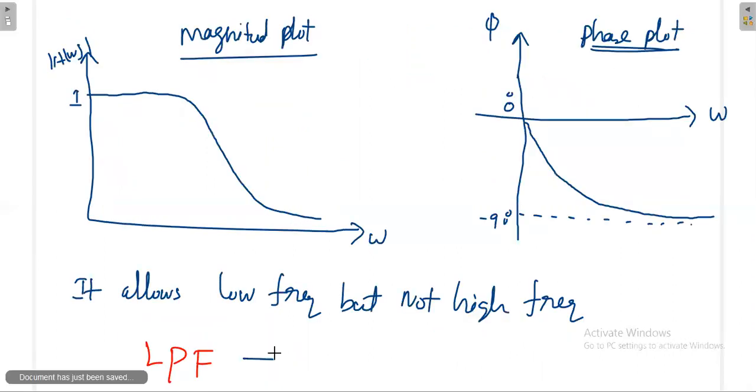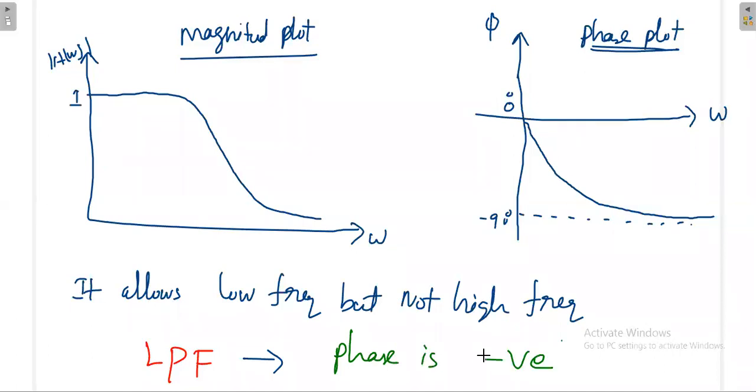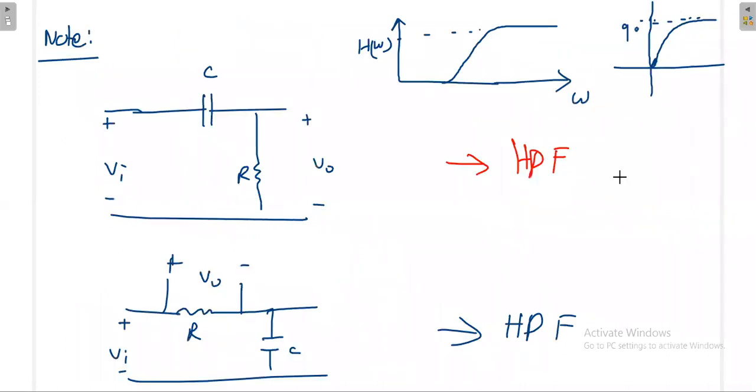Again, one more thing is clear here: for a low pass filter, the phase is negative. This is another important concept. For a low pass filter, the phase is negative, whereas for a high pass filter, the phase is positive. This is another important observation. Okay, and also one more observation we'll have here.